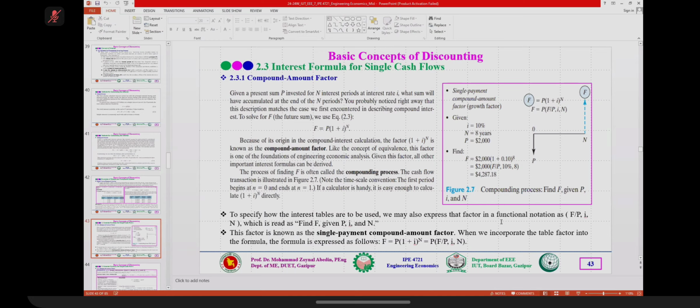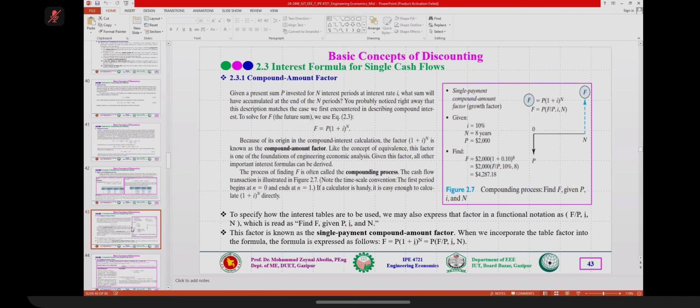Then we have to use an interest table, and to specify how the interest tables are to be used, we may also express that factor in a functional notation. This is the factor in functional notation: find F given P, I, N, which is read as find F given P, I, and N. This factor is known as the single payment compound amount factor or growth factor. When we incorporate the table factor into the formula, it is expressed as follows. This one, same value.